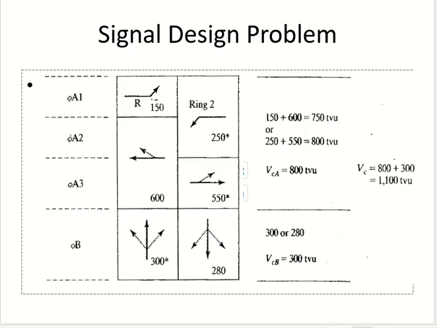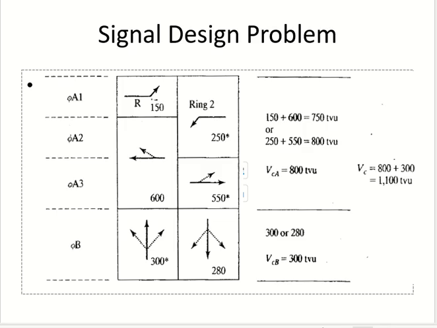We start from the bottom, Phase B. This one and that one. How many lanes do we have in each direction? One lane, a shared movement. That one lane is sharing the movement. So you have 300 on one side from one lane, 280 on the other side. Which one is critical? 300, because they are equal lanes now. So I can safely say 300 is critical. Phase B decided. Now I move to A3.